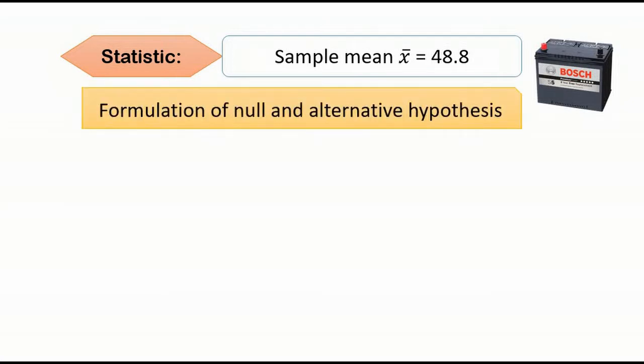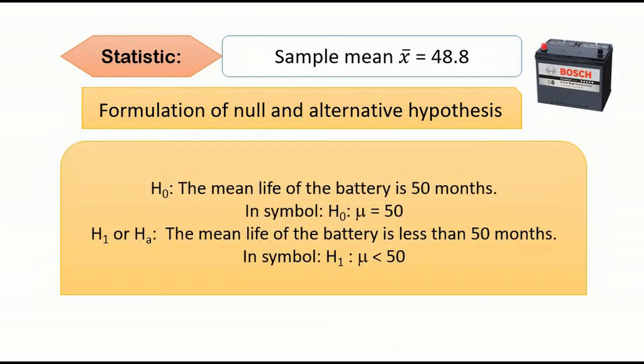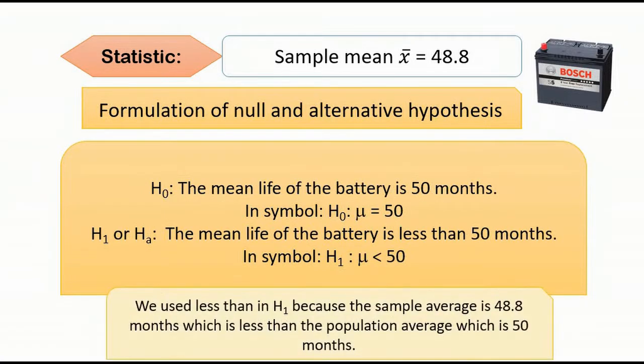Formulation of null and alternative hypothesis. H0: The mean life of the battery is 50 months. In symbol, H0: mu is equal to 50. H1 or HA: The mean life of the battery is less than 50 months. In symbol, H1: mu is less than 50. We used less than in H1 because the sample average is 48.8 months, which is less than the population average, which is 50 months.